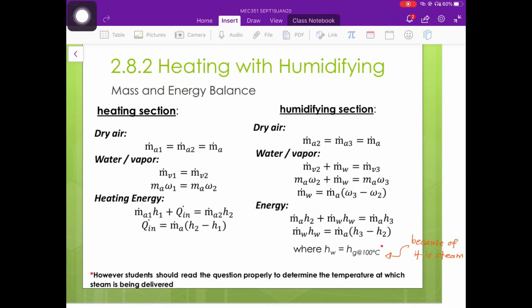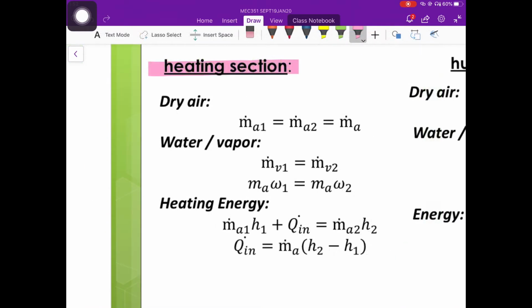In order for us to perform mass and energy balance, we are going to divide into the heating section and also the humidifying section. First, let's look at the heating section. For the mass balance for the dry air, the mass flow rate of the dry air at state 1 will be equal to the mass flow rate of the dry air at state 2. Thus, we can assign it as m dot a.